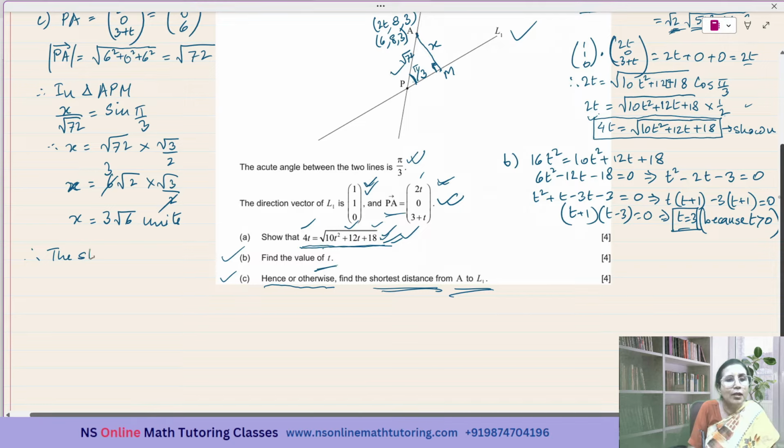Okay. So therefore, the shortest distance between A and L1 is 3 root 6 units. Okay.